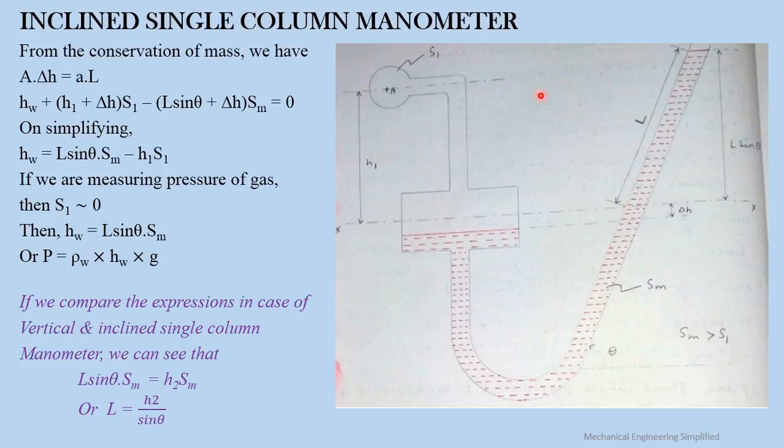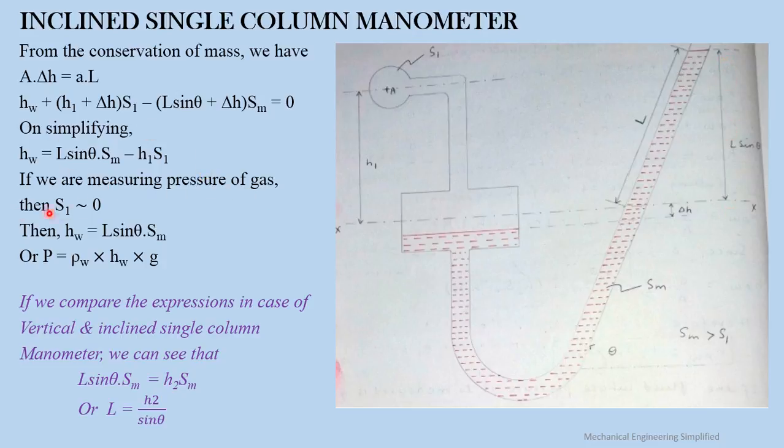Then we have an inclined single column manometer, in which we have that single column manometer with one limb inclined at a certain angle with the horizontal. In this case we have inclined this limb with the angle of theta. Then similarly we have A into delta H is equal to small a into L. Please make a note of it that while applying the conservation of mass, you have to take this length, A into delta H is equal to small a into capital L. And while calculating the pressure or the height of the water column, you have to take it in a vertical direction, clearly the vertical direction. That means if you do these calculations again, you will get it as L sine theta.